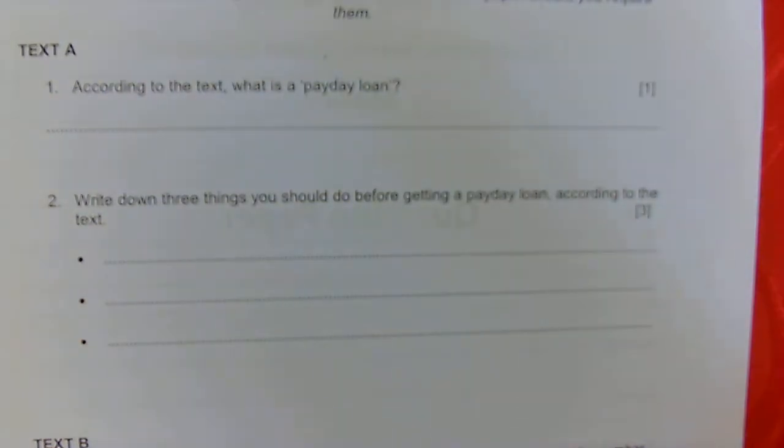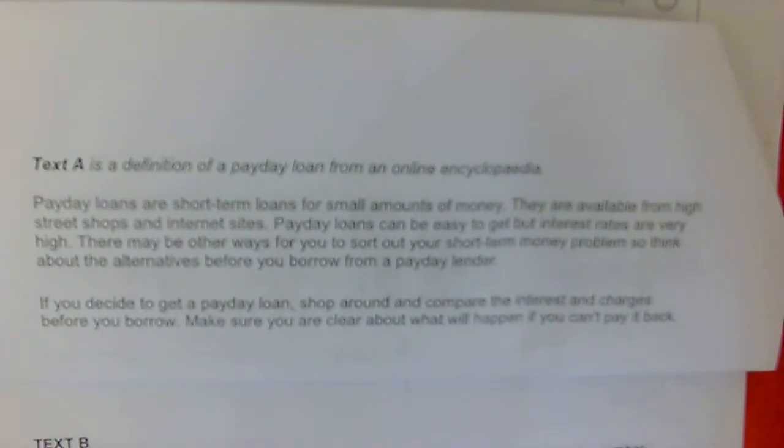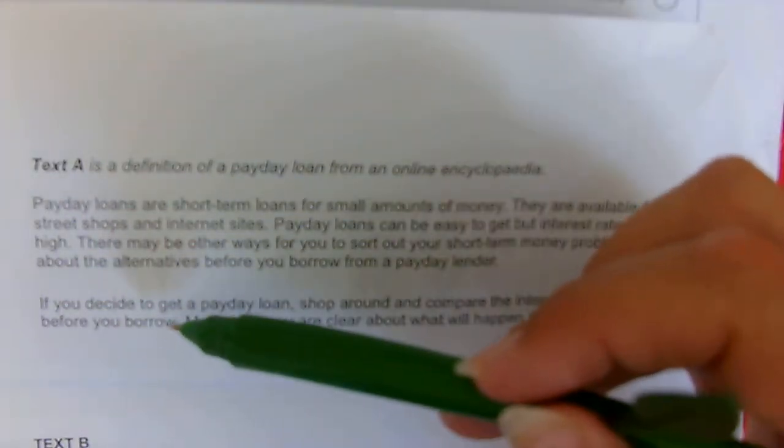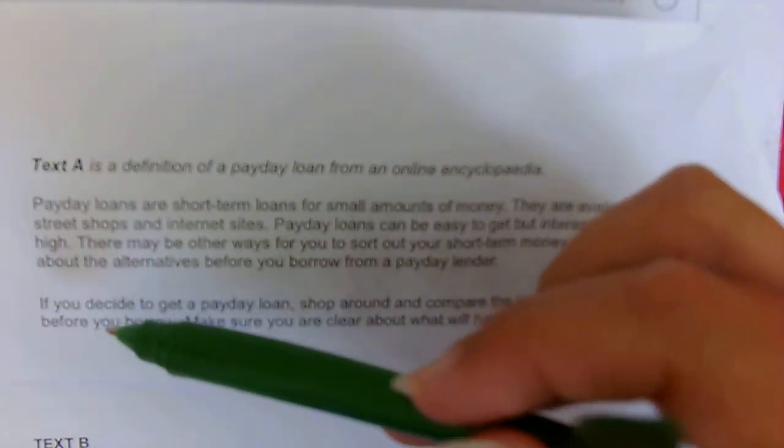Now, the fact that, just like question 1, the statement is according to the text, shows us that it is a find and retrieve question. So what keywords could we be looking at here? We could be looking at words like before, alternatives. We can see here that we have the word before you borrow there.